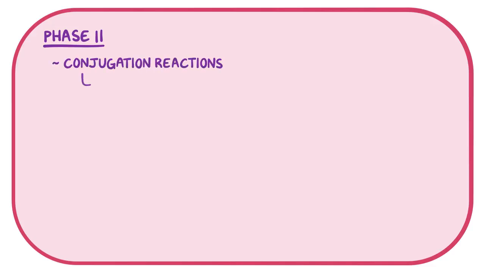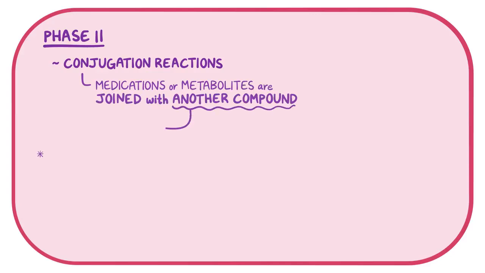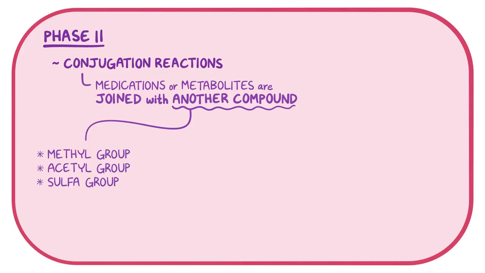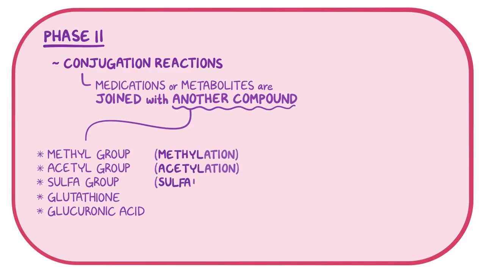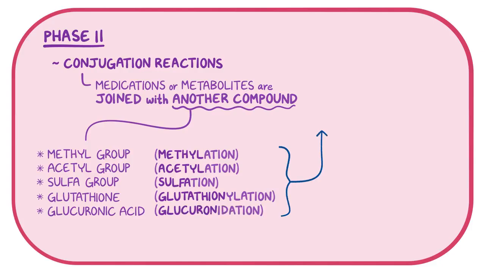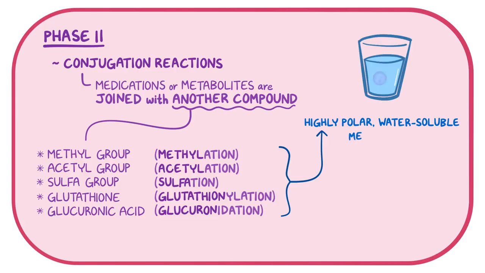Okay, let's move on to phase 2 reactions. These are conjugation reactions, meaning that the medications or metabolites are conjugated or joined with another compound, like a methyl, acetyl, or sulfa group, glutathione, or glucuronic acid. So these reactions include methylation, acetylation, sulfation, glutathionylation, and glucuronidation. These reactions create highly polar, water-soluble metabolites that can't diffuse through a cell membrane very easily, so they're trapped in the urine and eliminated by the kidneys.